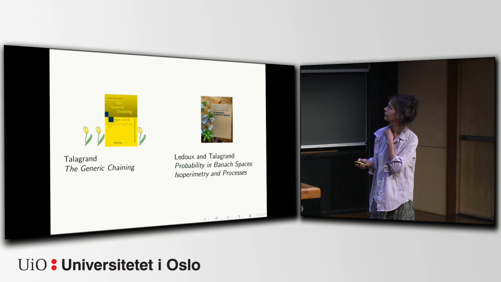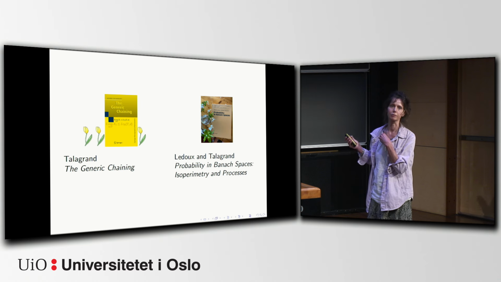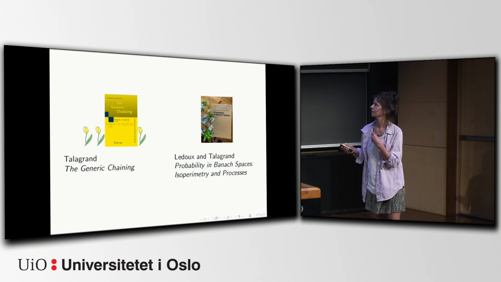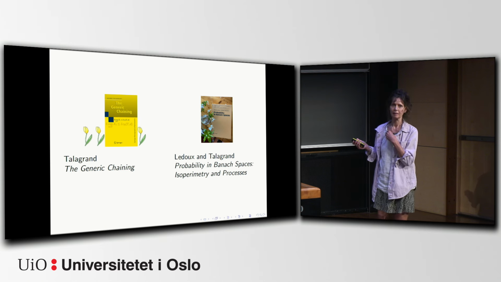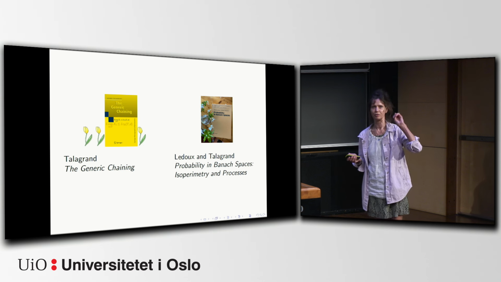But to do that, here's what I'm using all the time in my life. These are the books which are permanently on my desk: Generic Chaining from Michel Talagrand, and Probability in Banach Spaces from Michel Ledoux and Michel Talagrand. And that's what I use. So I won't go through all the technical details, but I'll just try to give you a glimpse.